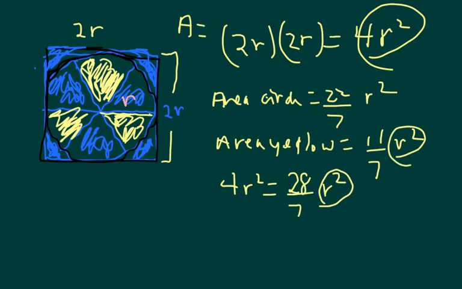The area of the yellow is represented by 11/7, and the area of the whole square is represented by 28/7. And since they're both in the same unit, we can get rid of the sevenths and just compare 11 to 28. So the probability of hitting yellow is 11 out of 28.